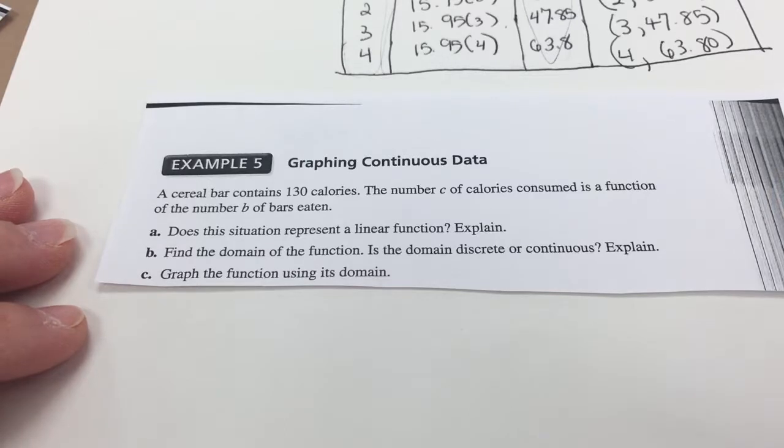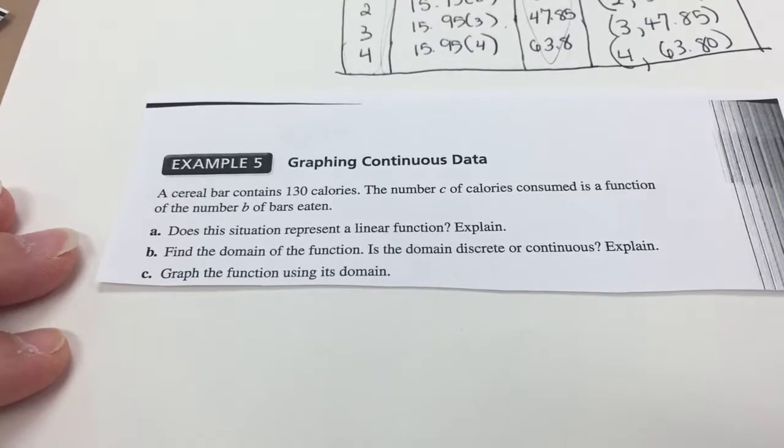Okay, so let's take a look. Does this represent a linear function? In other words, if I eat 1 bar, I'm eating how many calories? 130. If I have 2 bars, then 130 times 2, correct? And then 3 bars, 130 times 3, 4 bars, 130 times 4, and so on. So is this a linear function? As my bars are increasing by 1, my calories are increasing by 130. So is that a linear function? And the answer is yes, it's a linear function. It has a constant rate of change.